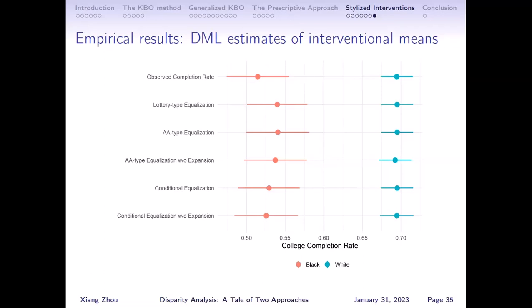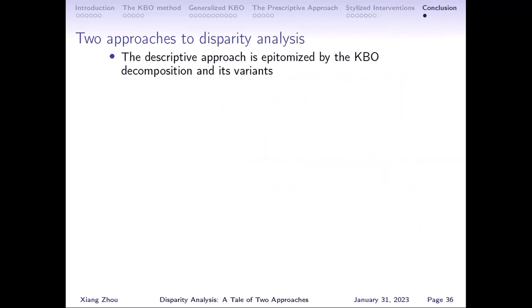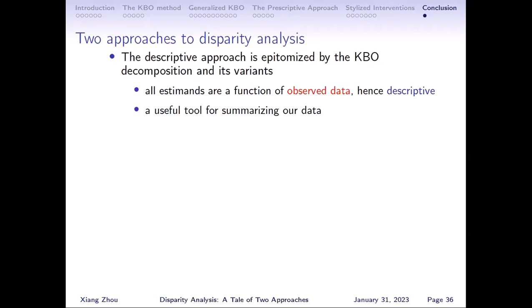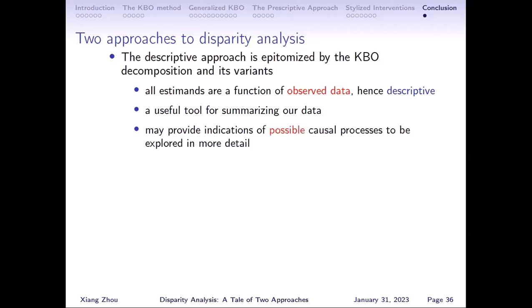So to wrap up, we have discussed two approaches to disparity analysis. The descriptive approach is epitomized by the KBO decomposition and its variants, where all estimands are a function of observed data. That's why we call it descriptive. It's a useful tool for summarizing our data, and it might provide indications of possible causal processes to be explored in more detail.